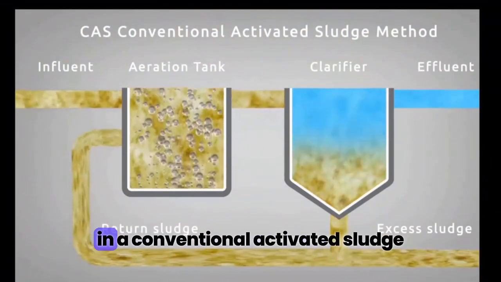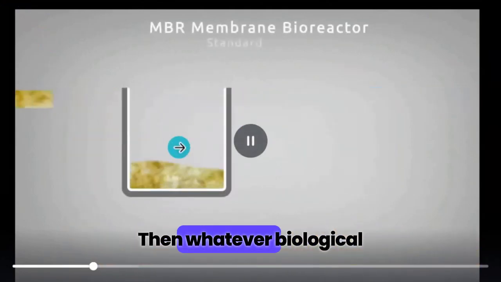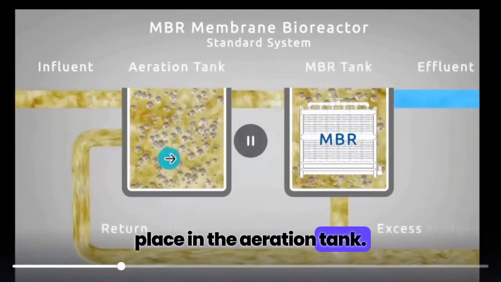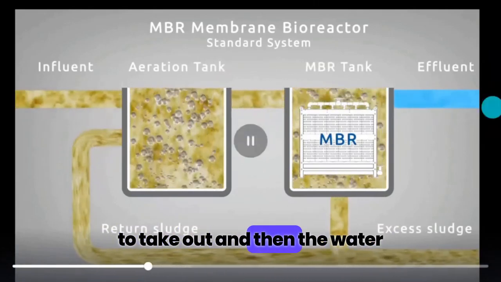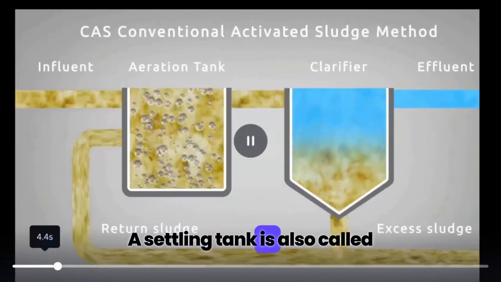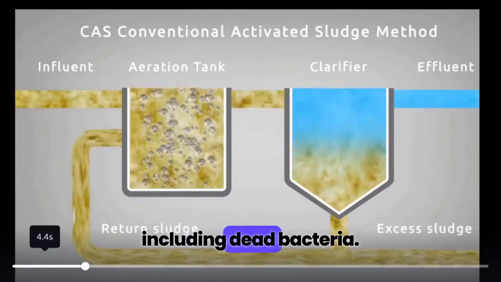What we are doing here is, in a conventional activated sludge process, there is an aeration tank. Whatever biological process has to take place, it takes place in the aeration tank. The bacteria eats what we want to take out, and then the water goes into a settling tank. A settling tank is also called a clarifier, where we are settling out the heavier particles, including dead bacteria.